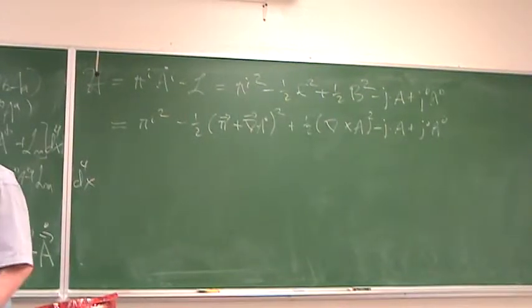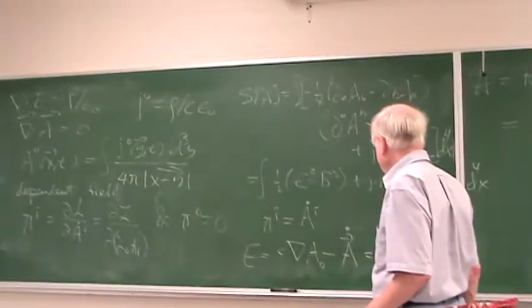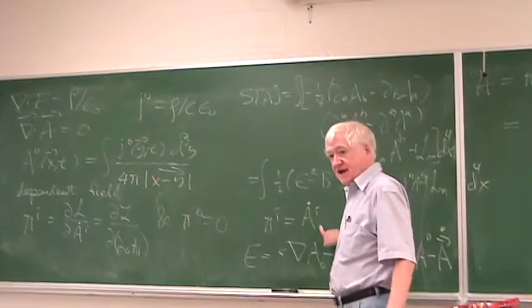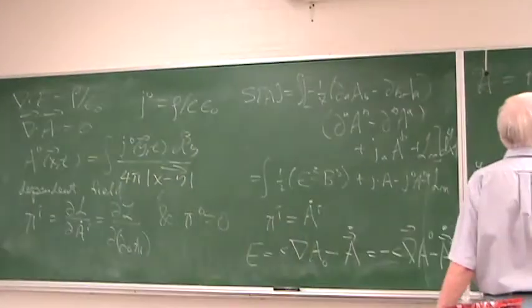So this pi I equals A dot I, can you remind me why that's the case? Especially why pi I is A dot I? Well, good question. Let's just do it explicitly then.